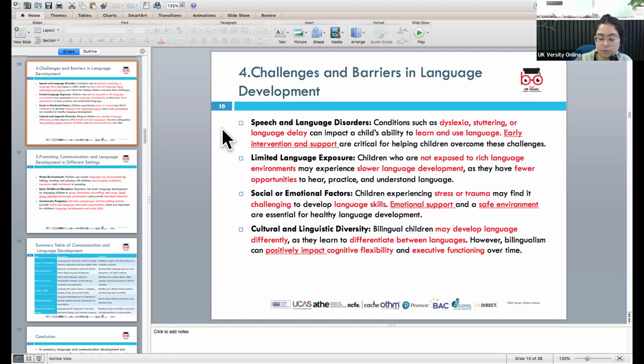Now, social or emotional factors. Children experiencing stress or trauma may find it challenging to develop language skills. That's why emotional support and a safe environment are essential for healthy language development. Now, cultural and linguistic diversity. Bilingual children may develop language differently as they learn to differentiate between languages. However, bilingualism can positively impact cognitive flexibility and executive functioning over time.